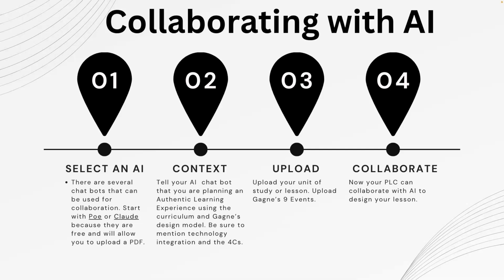I'm going to tell the AI chatbot exactly what I'm doing. That I'm creating an authentic learning experience activity for my students. And I'll tell them my age group audience and that we're using Gagne's design model, that we want to incorporate technology in the 4 C's. We're going to tell it all of that, right? We're going to build the context. And then we're going to upload our unit of study and Gagne's 9 events if necessary. And then once we get to that stage, then we're going to collaborate with the PLC and AI as we develop the experience. And let me go ahead and model what that looks like for you.